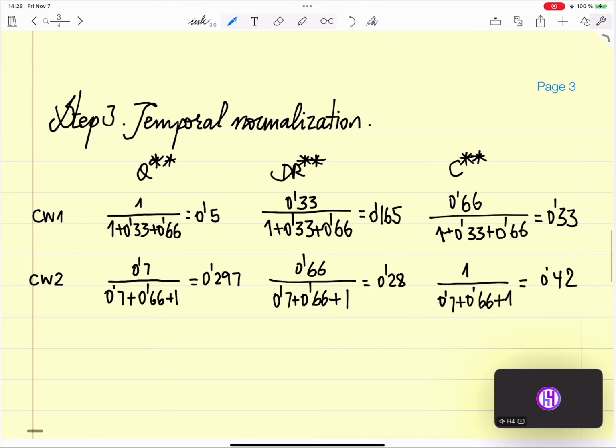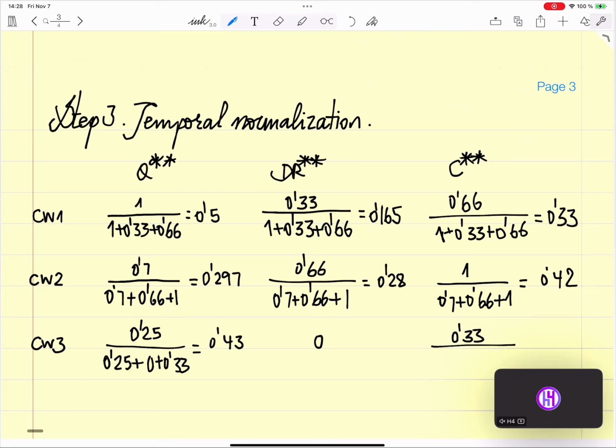For calendar week 3, we have 0.25 divided by 0.25 plus 0 plus 0.33, which delivers 0.43. For the second it is 0, and then for the last it is 0.33 divided by 0.25 plus 0 plus 0.33, yielding 0.57.